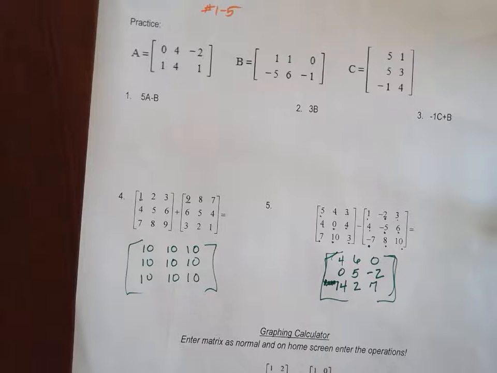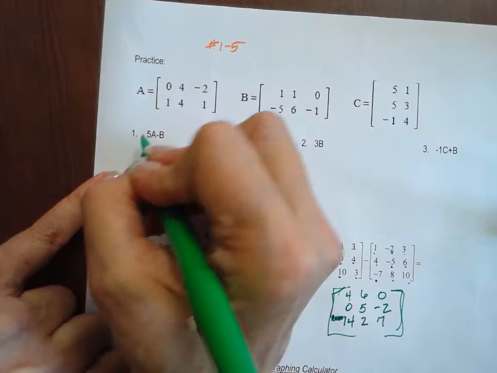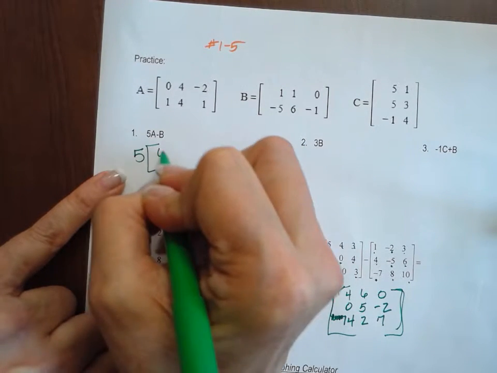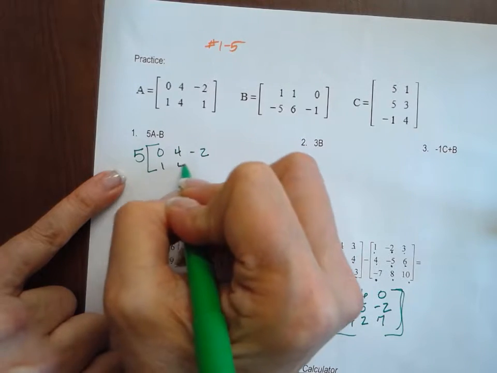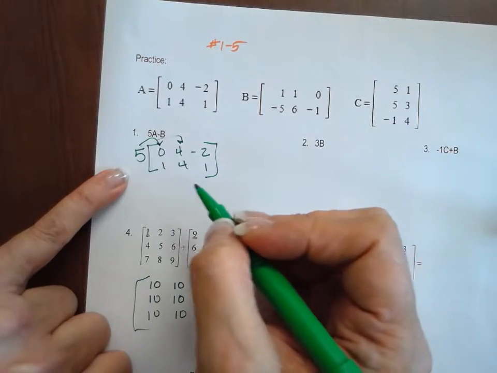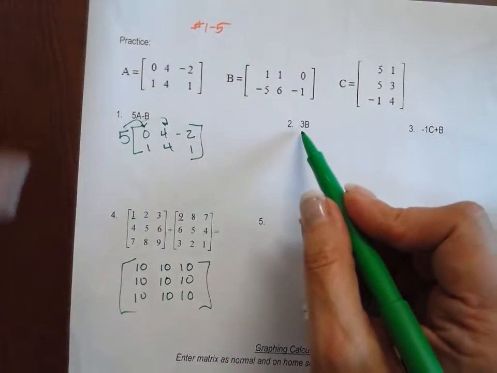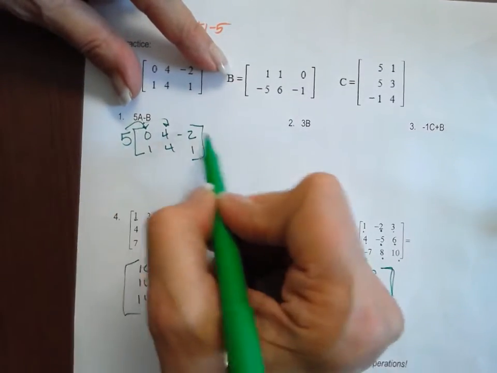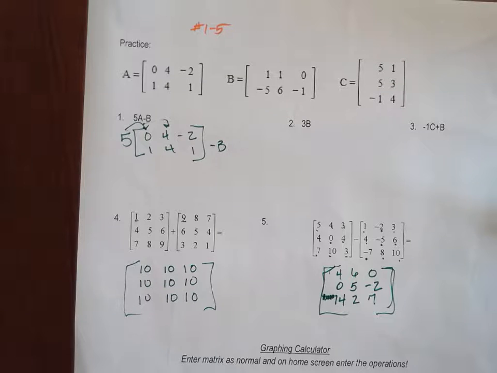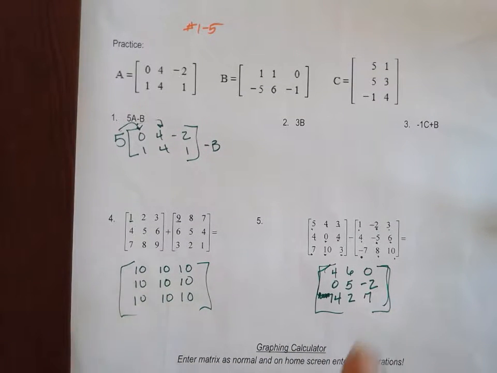Then when we were doing multiplication, it was like putting a 5 out in front of the 0, 4, minus 2, 1, 4, 1, and then distributing to each spot. And 3 would be the same. And then after you got that answer, you subtracted the b. Are you guys good on how to do all these? Okay. It's super easy in your head, right?